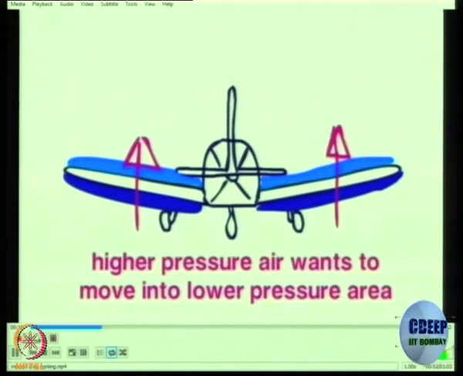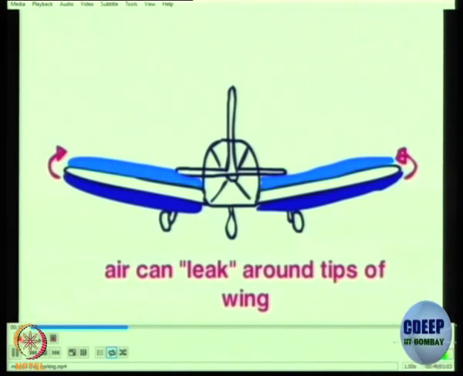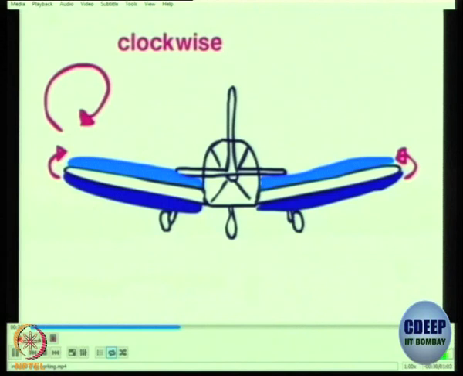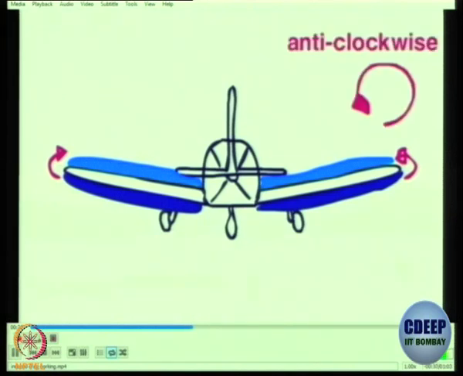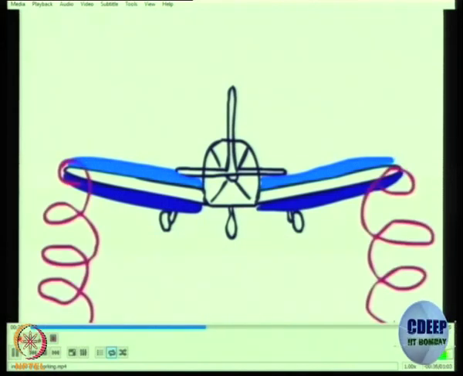At the tips of the wing, the higher pressured air below the wing can go around the tip to satisfy its insatiable urge to get with the lower pressure air on top of it. This creates a circular motion of air at the tips of the wings, clockwise on the left, anti-clockwise on the right. The vortices that this action creates affects the air around it.